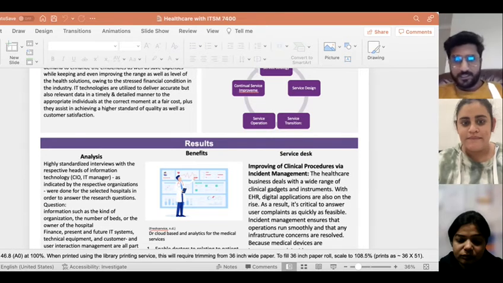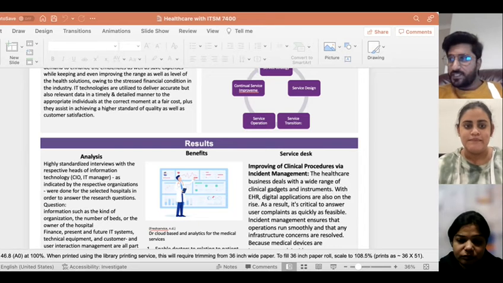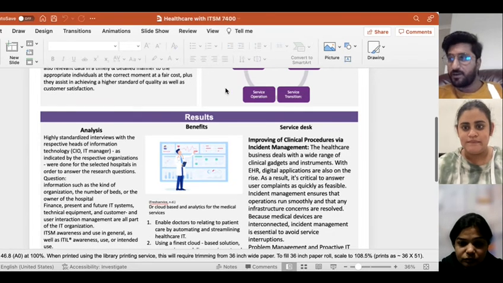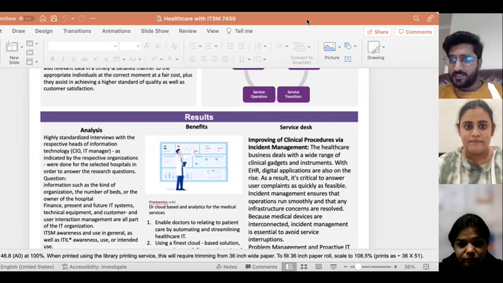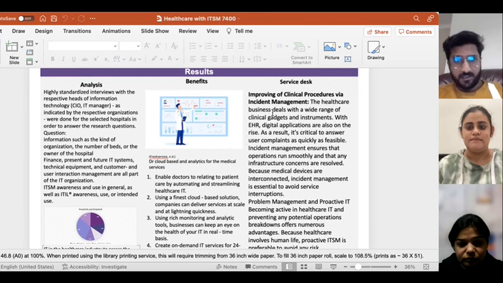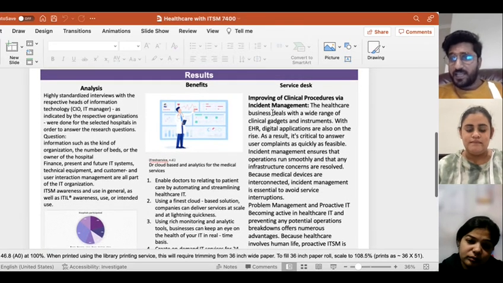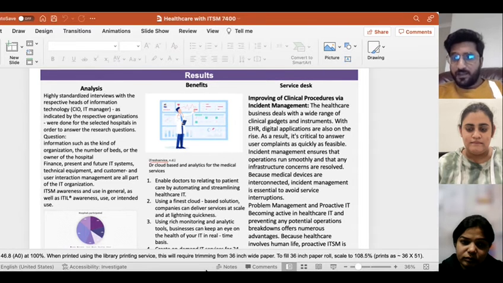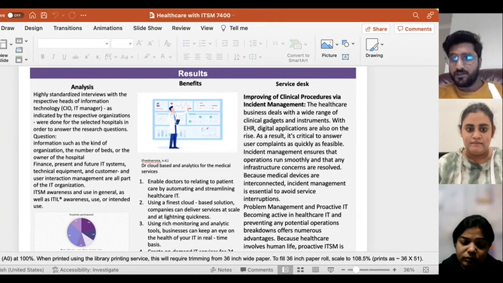Hello friends, this is Muhammad Riazuddin Ahmad. My contribution to this poster is the results, including analysis, benefits, and service desk. Let us start with analysis. Highly standardized interviews with the heads of information technology of the respective organizations were done for the selected hospitals in order to answer the research questions on ITSM awareness and use in general, as well as ITIL awareness, use, or intended use.